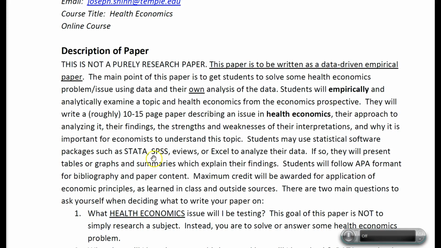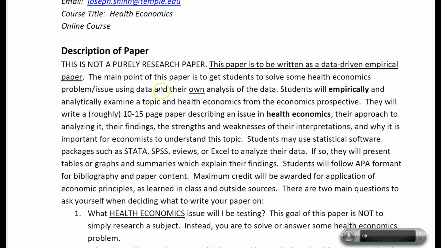As far as the data analysis, you can use programs like Stata, SPSS, eViews, or Excel. But you don't need to use the more advanced ones. Just using Excel and forming graphs on there is an okay way to do it. You're to follow the APA format for bibliographies.